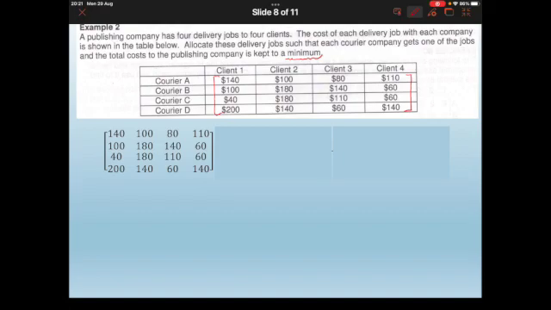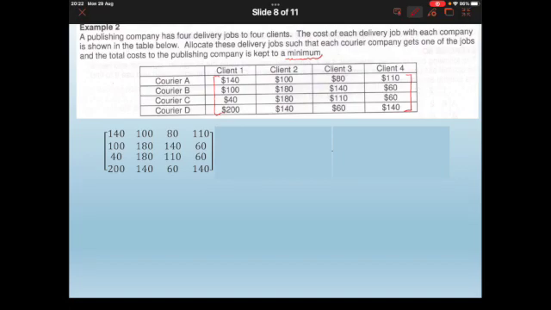Column 1, 140, 100, 40, and 200. Column 2, 100, 180, 180, 140. Column 3, 80, 140, 110, and 60. And column 4, 110, 60, 60, and 140.